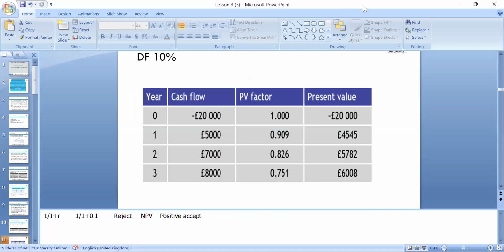Let's look at the example here. In this case, we are investing £2,000 in year zero, which means today, the current year. We are getting in year one 5,000, year two 7,000, in year three 8,000. So that makes £20,000 in 3 years. If we look at the payback period as we discussed earlier, the payback period of this project is 20,000: you invest 20, you get 20.